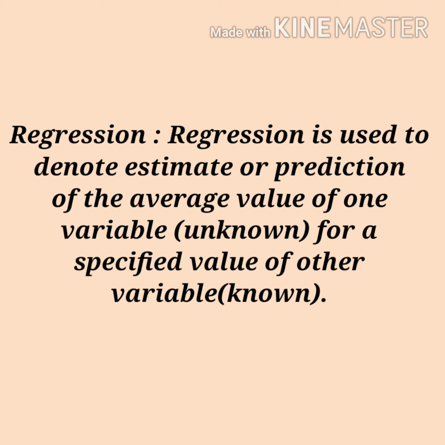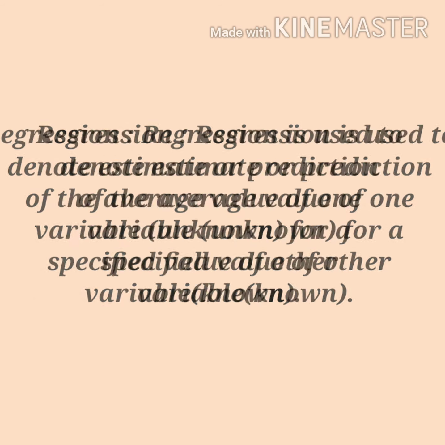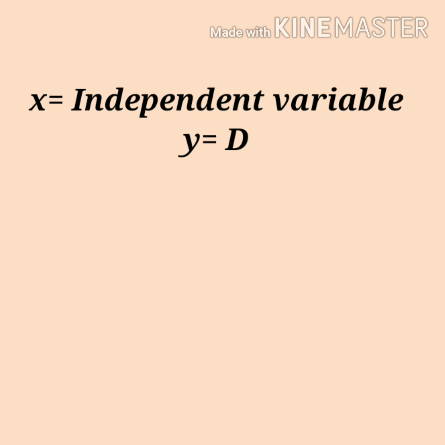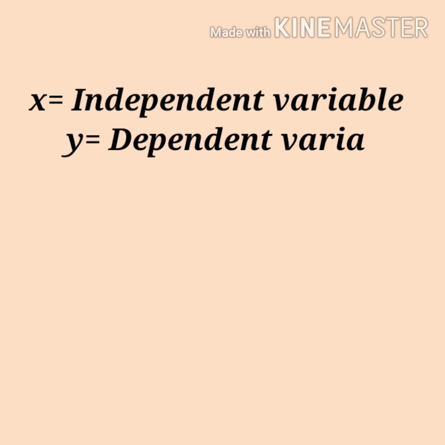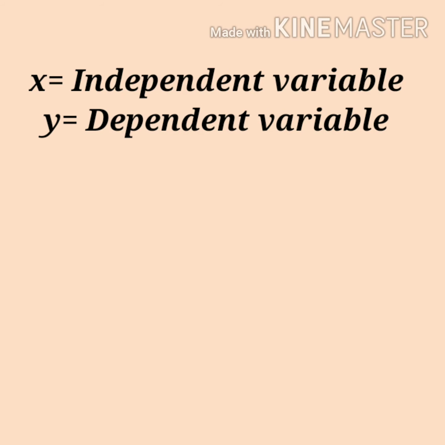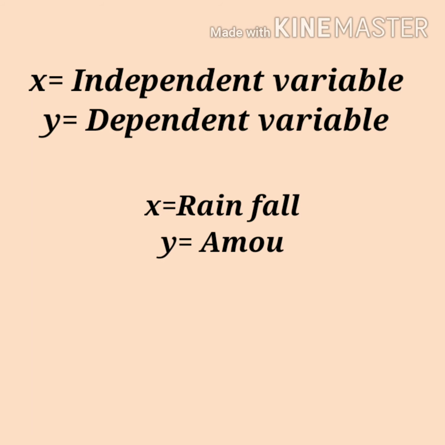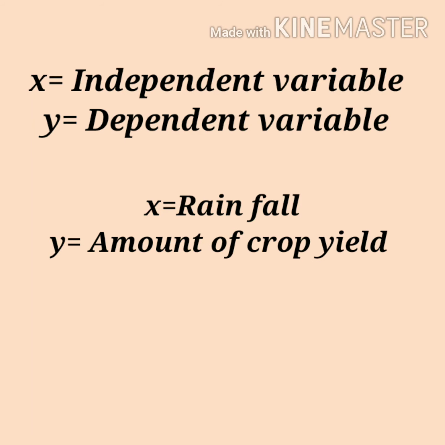So we can say simple linear regression is a basic regression analysis where we have just two variables, an independent and a dependent variable. Based on the changes made to the independent variable, we predict the dependent variable. For example, the amount of crop yield based on the amount of rainfall received. Here, rainfall is the independent variable and crop yield is the dependent variable.